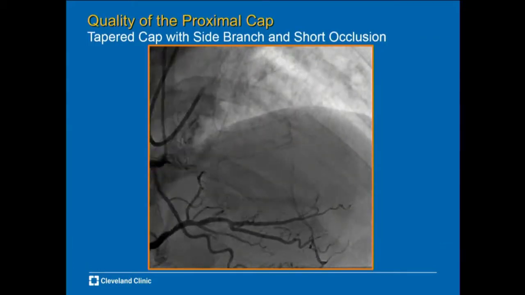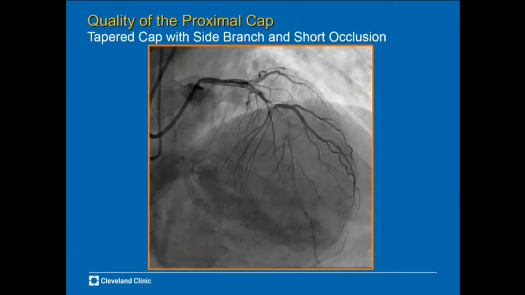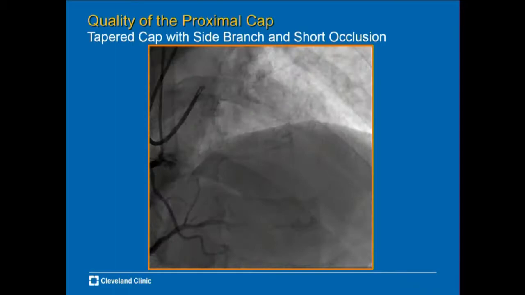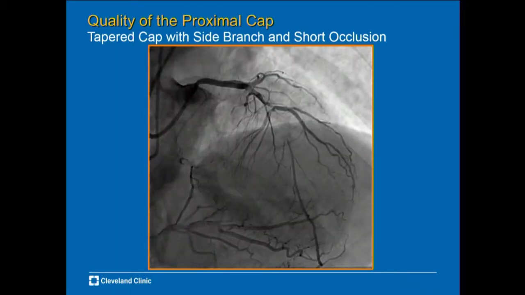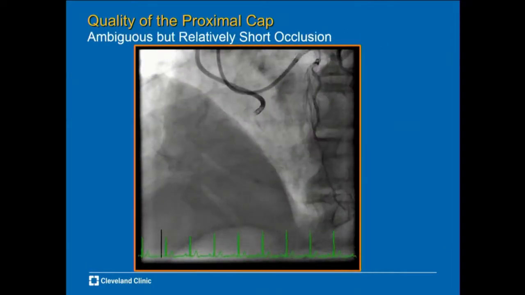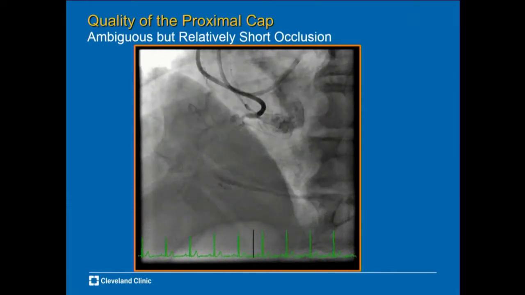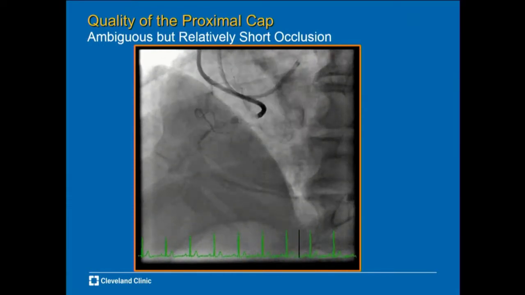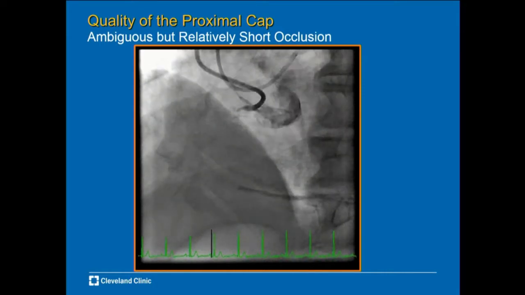So let's get into the specifics. This is an example of a very favorable proximal cap, very tapered, with a very short CTO. This is the ideal proximal cap for an antegrade attempt. In contrast, this is a patient with a relatively ambiguous proximal cap. You can see all kinds of epicardial collaterals, bridging collaterals coming off the cap. It's hard to know exactly where to puncture, but it's a relatively short CTO, so still maybe worth an effort.